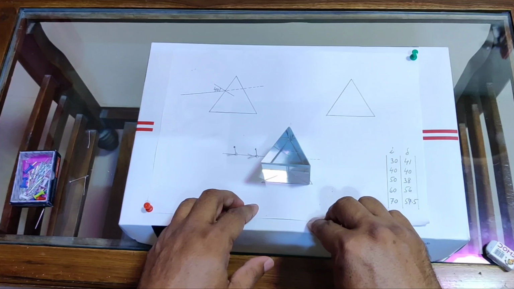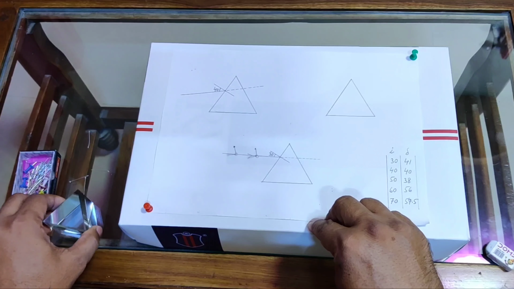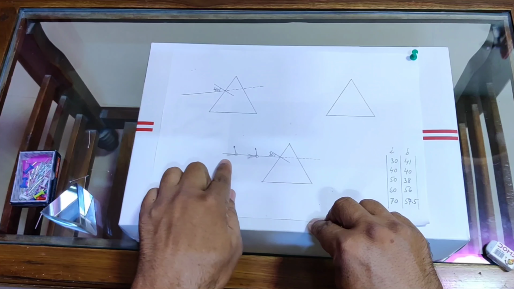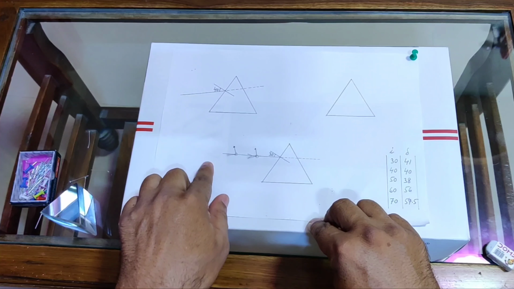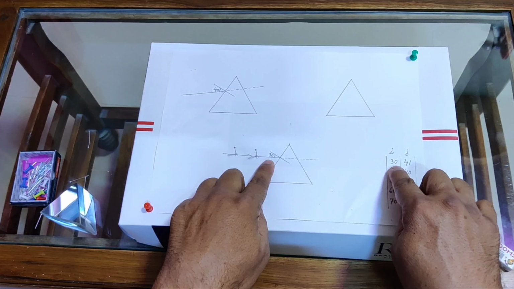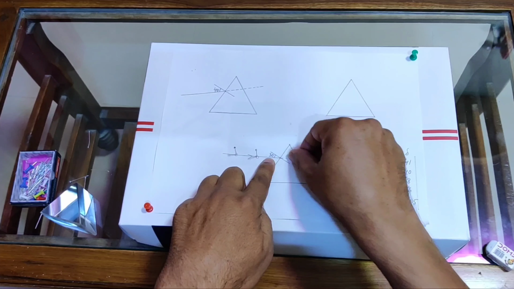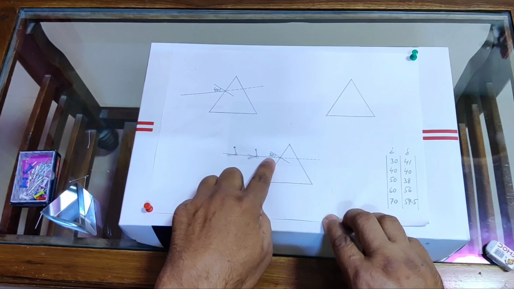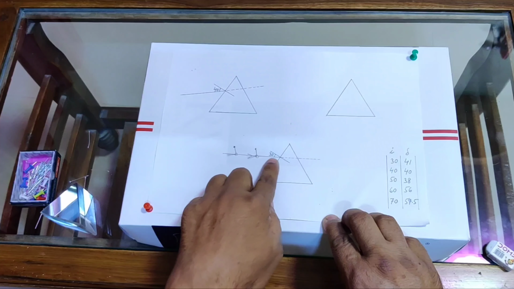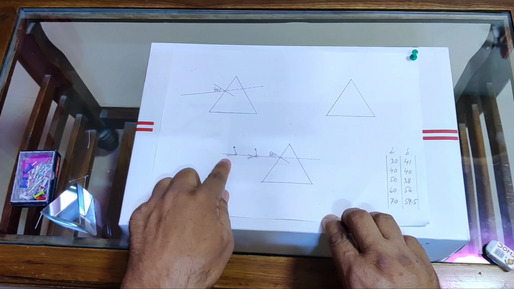After drawing the boundary of the prism, we remove the prism, and then we take one incident ray at an angle of 30 degrees, because we are taking the first angle of incidence as 30 degrees. So at an angle of 30, this is the normal. At an angle of 30 degrees, we take an incident ray. Fine. And then we place 2 pins on this incident ray.